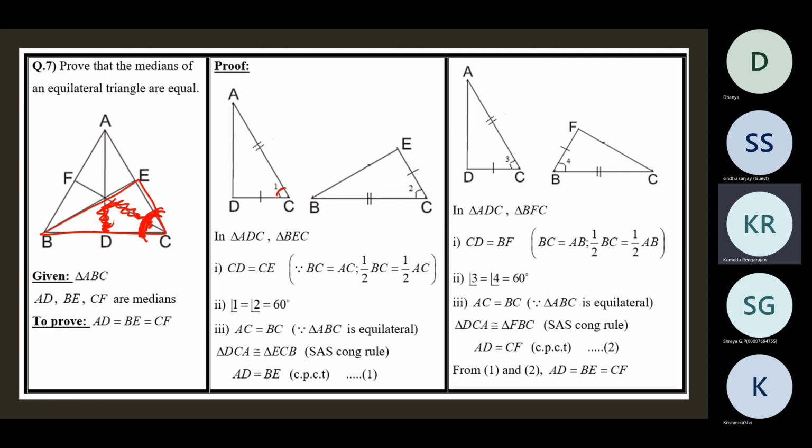So this angle is the whole of angle C, 60 degrees. This one is also the whole of angle C, 60 degrees. So angle 1 is equal to angle 2, 60 degrees.